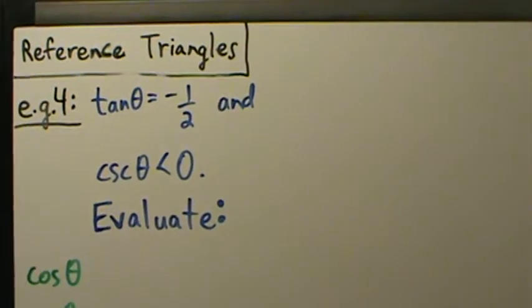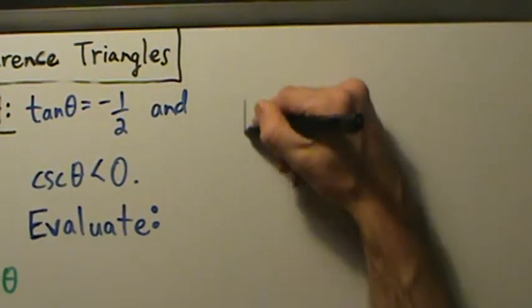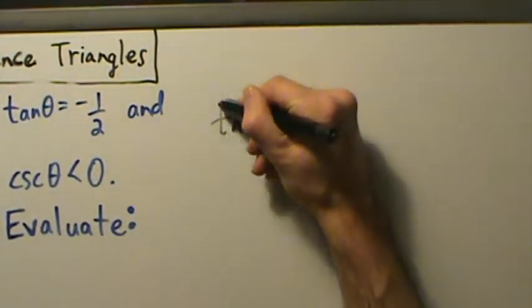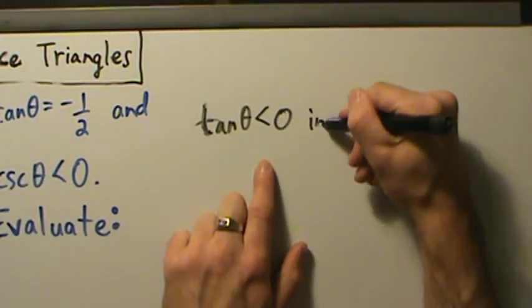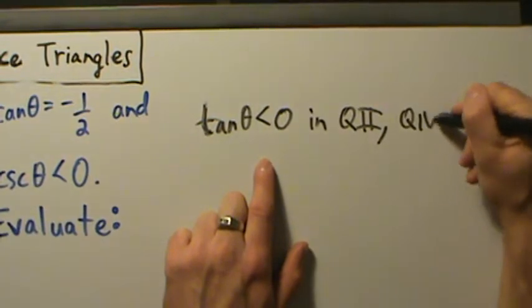Okay. So just like with examples 2 and 3, remember example 1 was a little bit different because we were given the point. But in examples 2 and 3, what we did was we said, okay, what quadrant is theta in? Well, this one we have to do just a tiny bit more work. So what are we given? We're given tangent of theta is -1/2. What does that mean? That means tangent of theta is negative, right? So where is tangent of theta less than 0? Tangent of theta is less than 0 in quadrant 2 and quadrant 4.